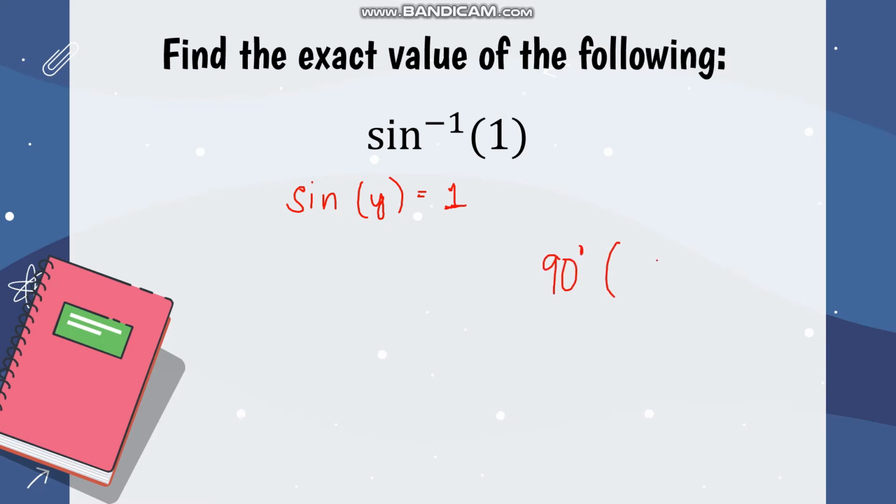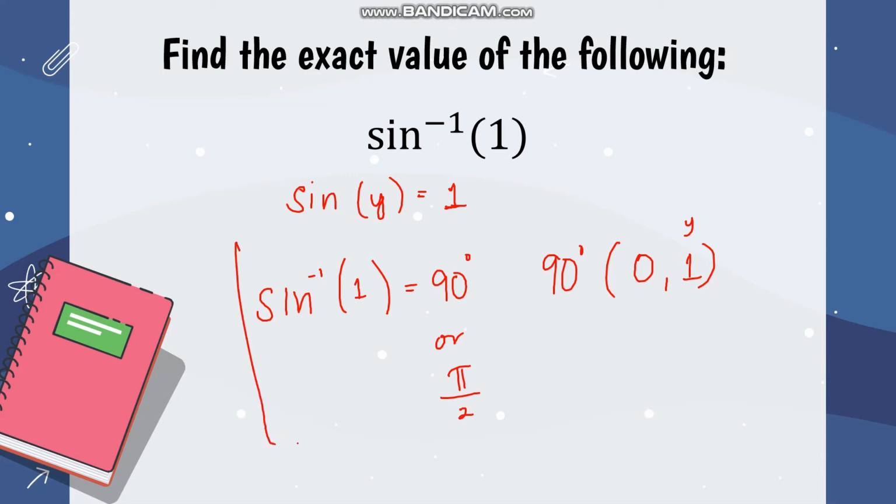Again, remember, for 90, its trigonometric point is 0, 1, and if you want to get the sine, you just have to get the y coordinate. Therefore, sine inverse of 1 is equal to 90 degrees or pi over 2.